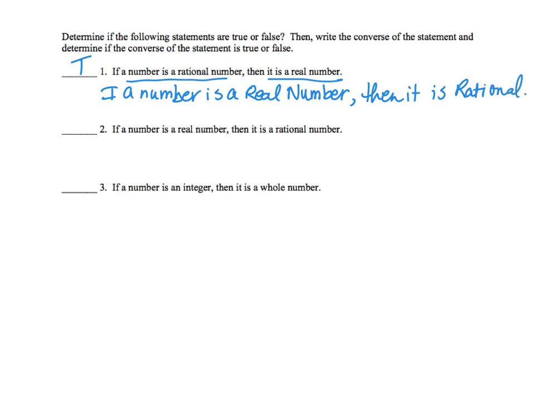Now, a number like the number 2 is a real number and it is rational, but this is still a false statement, because if I can find one case that makes this statement untrue, then the whole statement is false. So what I would choose is pi. Pi is a real number, but is not rational. And that's what you call a counterexample. And that is a false statement.